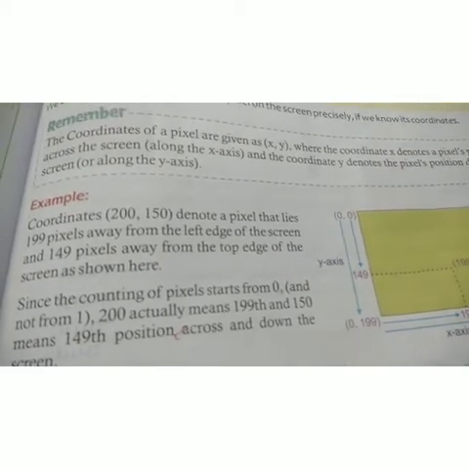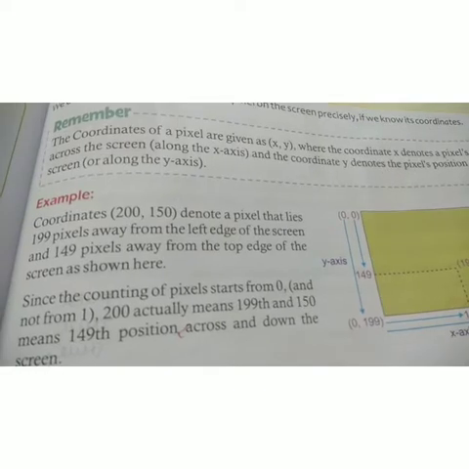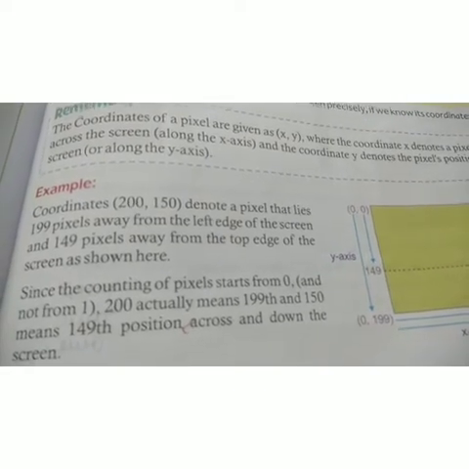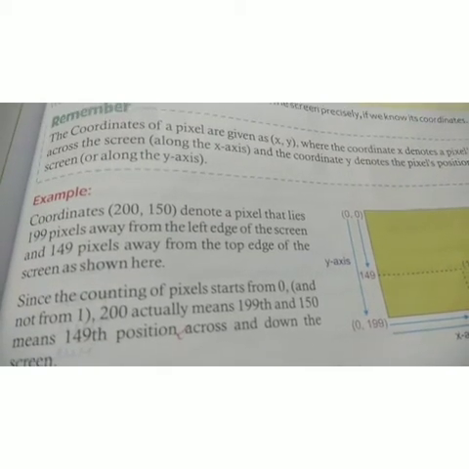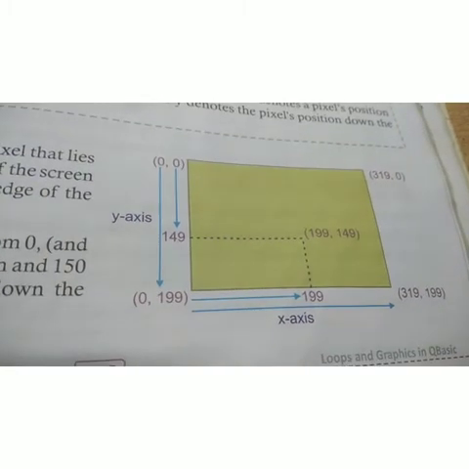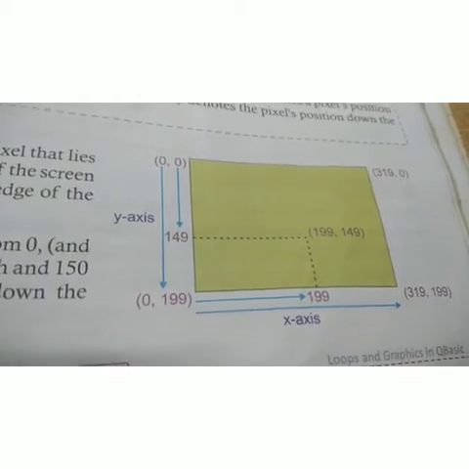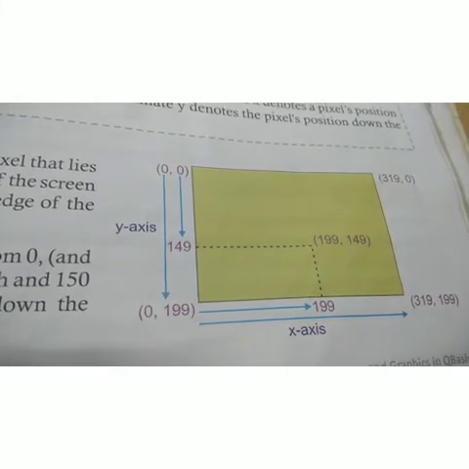Okay. Now since the counting of pixels starts from 0 and not from 1, 200 actually means the 199th position across and 150 means the 149th position down. Now you can see the position of the x-axis in pixel coordinates. Okay. This is the figure.